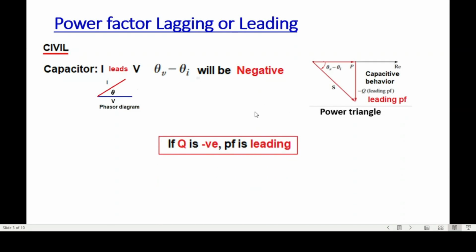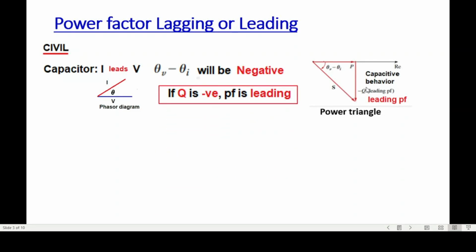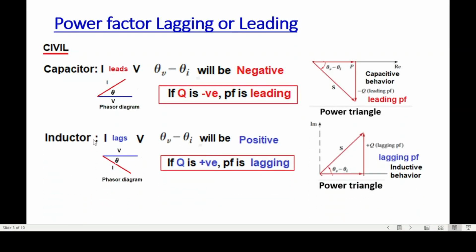And so we can conclude that this is the real part P, this is the reactive part Q, and this is the apparent power. So Q will be negative when the power factor is leading. So this is a point you have to keep in mind. And just opposite of this, in the case of an inductor, it goes up. So Q is positive, and you know that in the case of an inductor, the power factor is lagging. Power factor lags.